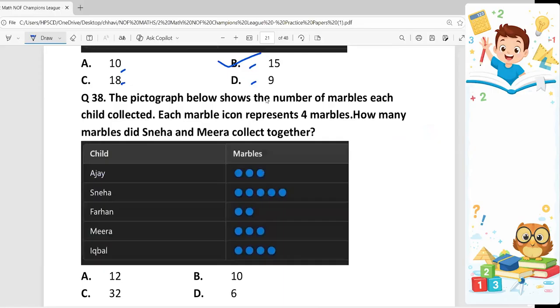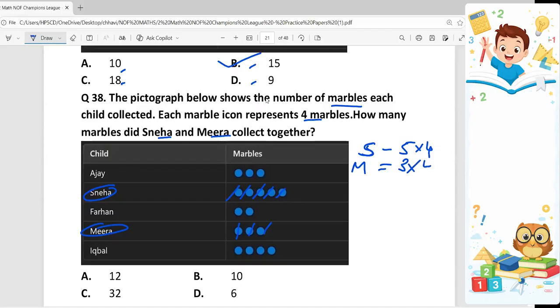38. The pictograph below shows the number of marbles each child collected. Each marble icon represents 4 marbles. How many marbles did Sneha and Meera collect together? Sneha and Meera. Sneha, 1, 2, 3, 4, 5. Sneha, this is Sneha, 5 marbles, 5 into 4. And Meera, 1, 2, and 3. 3 marbles. So each of them represent 4 marbles.